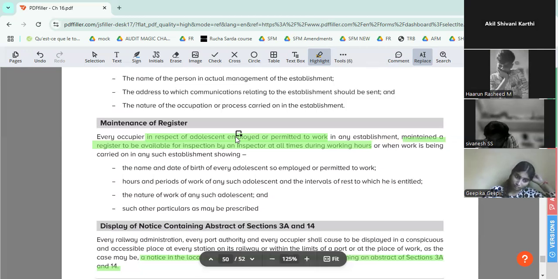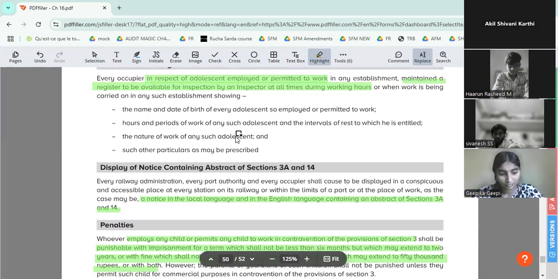So நீங்க adolescent வேலைக்கு வச்சிருக்கீங்கன்னா adolescent வேலைக்கு வச்சிருக்கோம்னு நோட்டீஸ் கொடுக்கிறது it is in section 9. You'll also have to maintain a register in which எந்தெந்த adolescents நீங்க வேலைக்கு வச்சிருக்கீங்களோ அவங்களோட பேரு, அவங்களோட birthday, you have to enter it, and what are the hours that they work, at what time they take their breaks, what is the nature of work that you give to them, and other prescribed details should be maintained in the register, and the register should be open for inspection at all times. Clear?